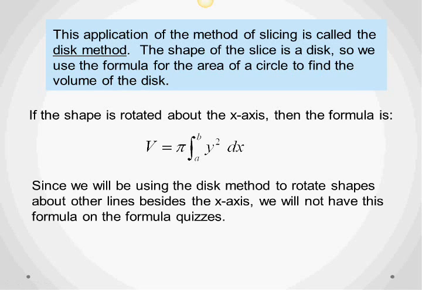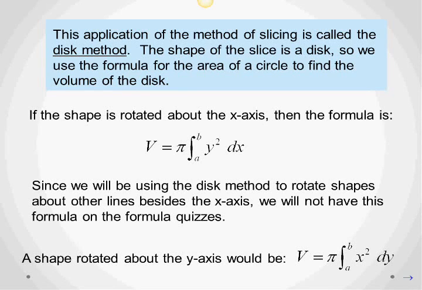Since we'll be using the disk method to rotate shapes about other lines besides the x-axis, we're not going to have this formula on any kind of quizzes or tests. It's going to start to become second nature because you know that the area of any circle is pi r squared, so you should be fine not worrying about memorizing that. A shape rotated around the y-axis would be integrated with respect to y.